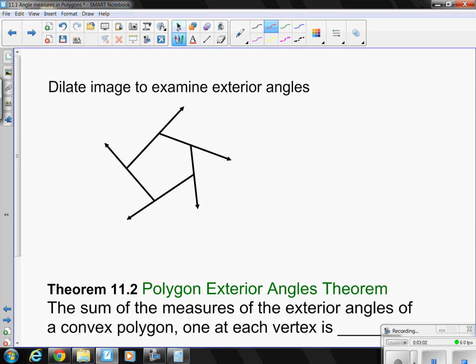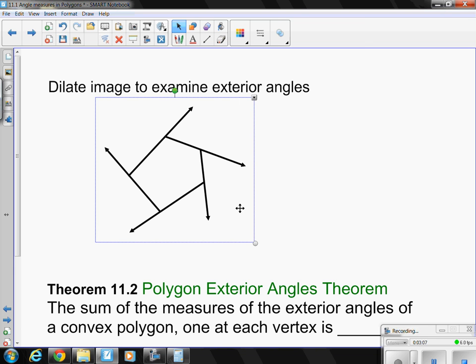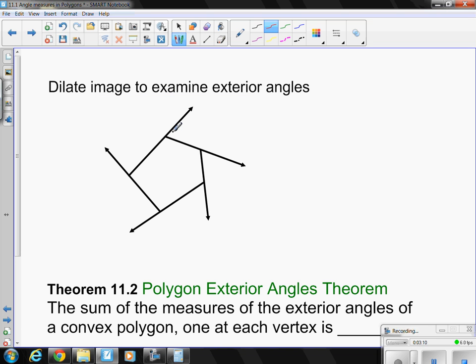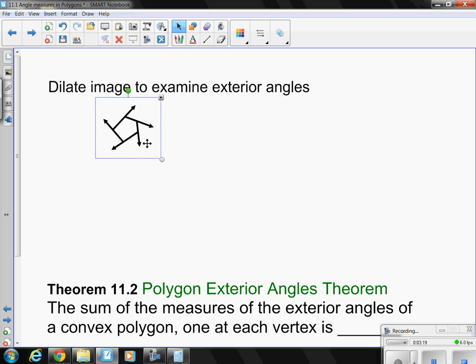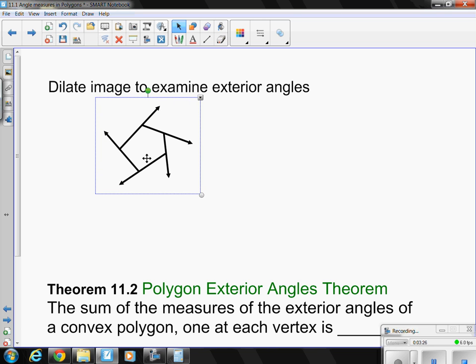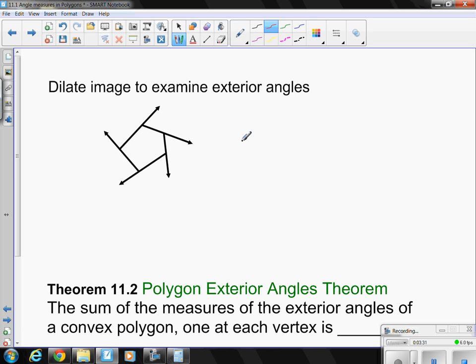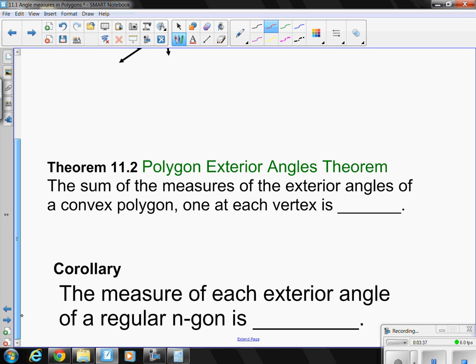Now, notice an exterior angle is going to be this angle here. That's an exterior angle, and if we want to know something about the sum of the exterior angles, one at each point, as you make this smaller and smaller, it looks more and more like a circle. Total degrees around, you add up all these angles, we're at 360 degrees. Okay, and that's the next theorem.